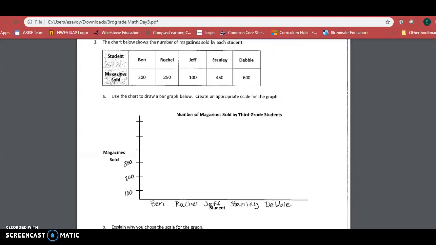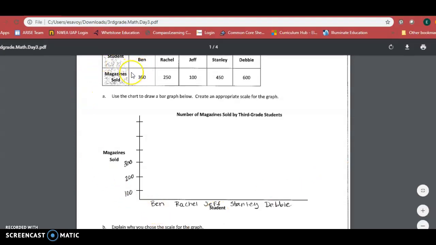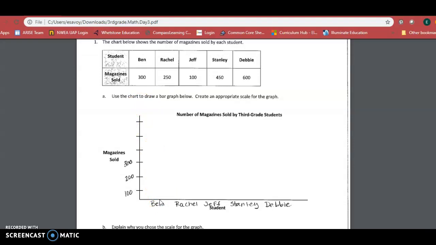So now we want to go ahead and fill in our scale on our bar graph, looking at the values. When we look at Ben and the number of magazines he sold, a value of 300 magazines, we want to create a bar that shows that Ben actually sold 300 magazines. I'm going to give you a few minutes to finish filling in your scale, and also fill in your values for Ben, Rachel, Jeff, Stanley, and Debbie.